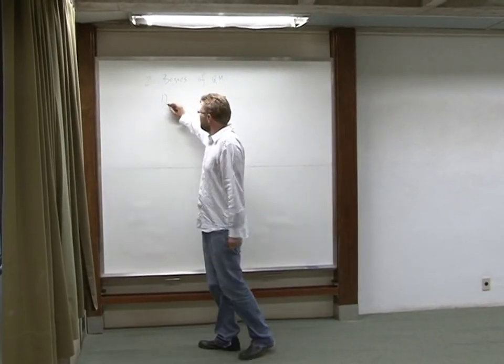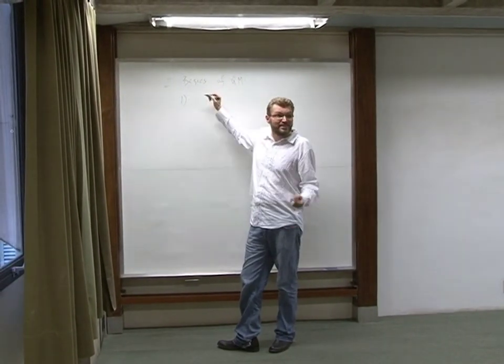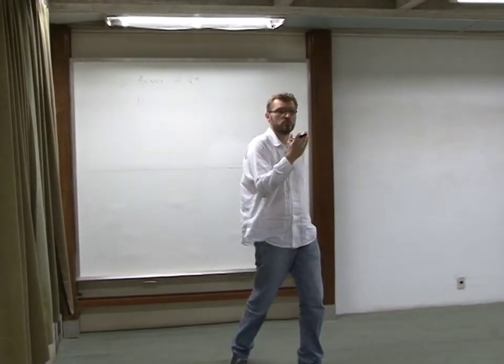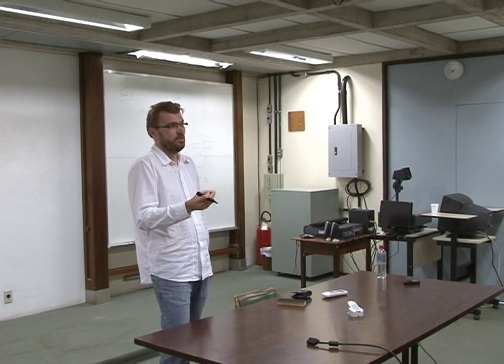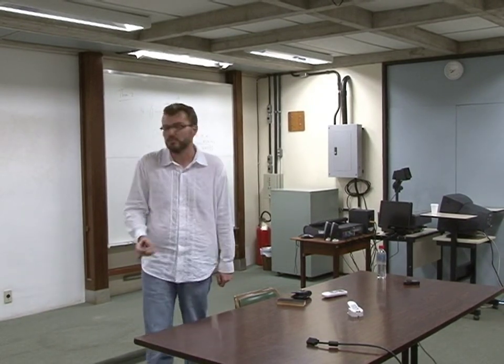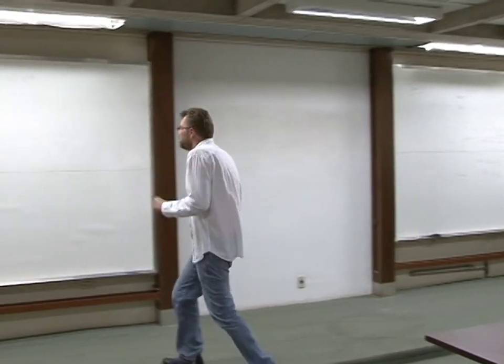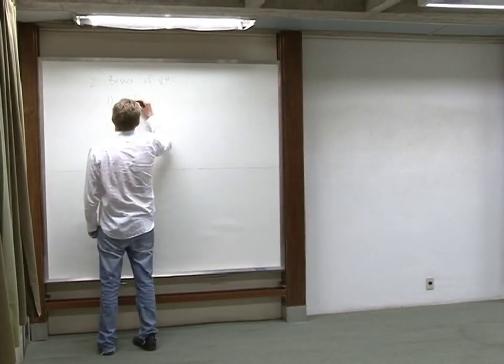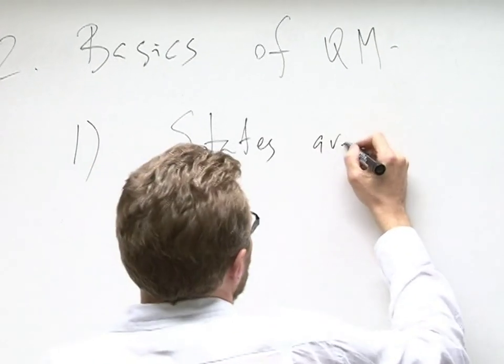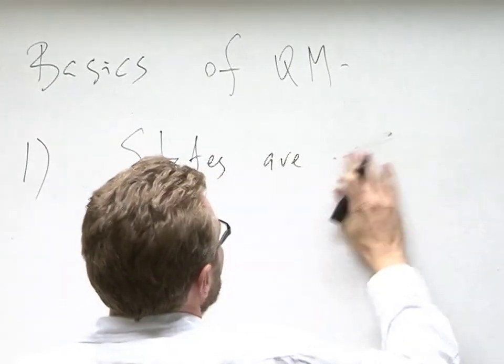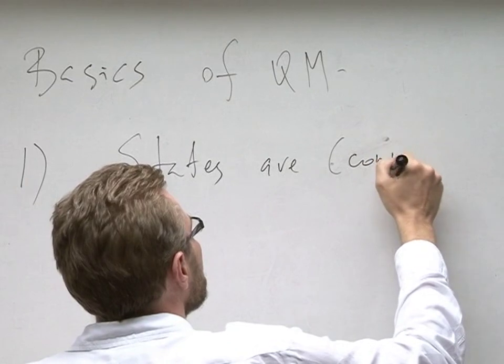So the first one tells you about the state. You see, it becomes very natural. If you think about the catalog of betting, then what you need to provide for me is really the information about your system, which we call the state of the system. And this happens to be a vector. So states, or betting catalogs, are vectors. And there is, of course, this famous thing that they are complex.